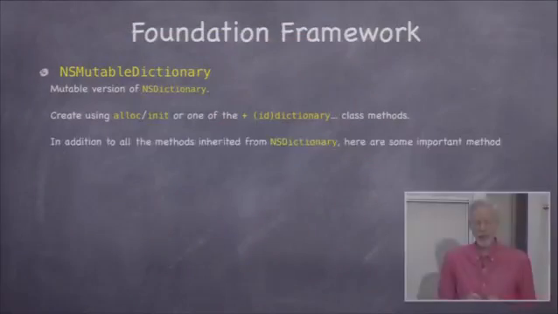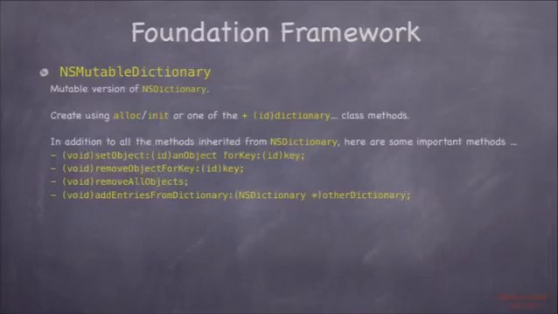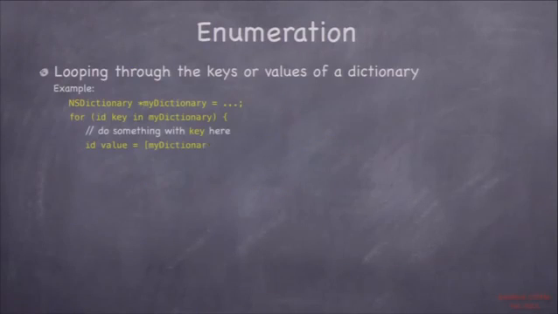Again, we'd like to sometimes add things to our dictionaries. So we have a mutable version, NS mutable dictionary, usually created with alloc init. It has all the things of a dictionary, plus it has set object for key. That adds a key value pair. And you can remove objects, add entries from another dictionary, et cetera, et cetera.